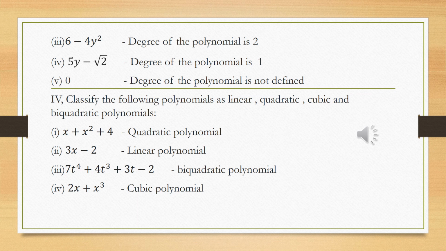In question 3, 7t raised to 4 plus 4t cube plus 3t minus 2, we can see that the power of the variable is 4 and it is called a biquadratic polynomial. In 2x plus x cube, we call it a cubic polynomial where the variable x contains the highest power as 3.